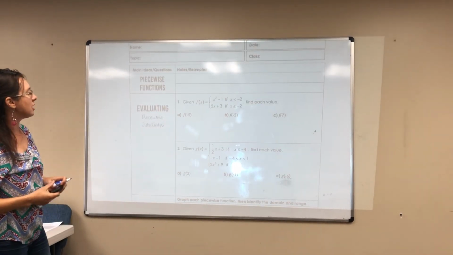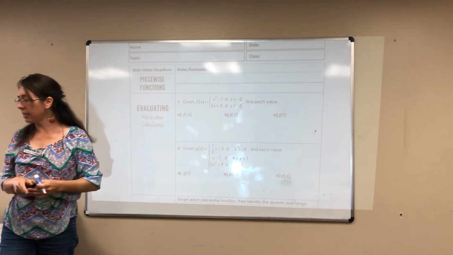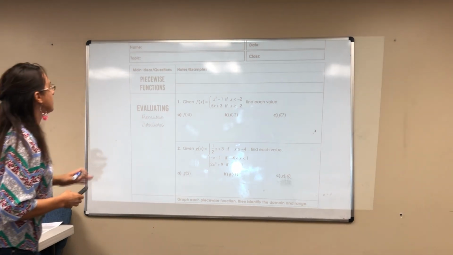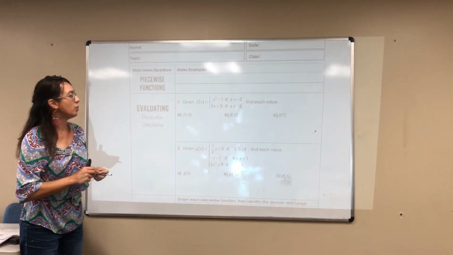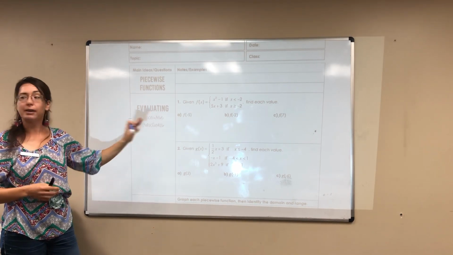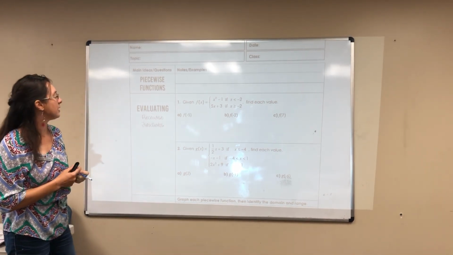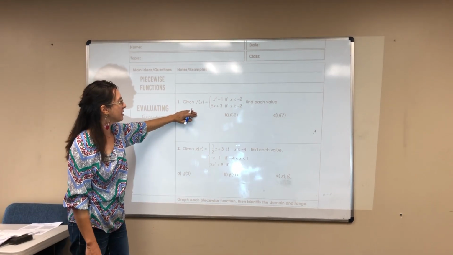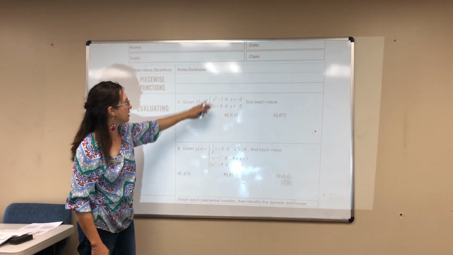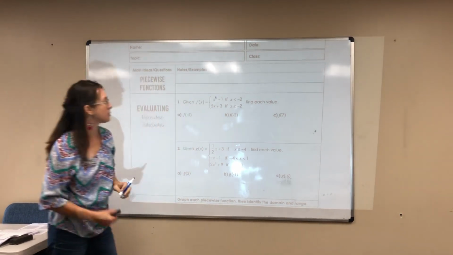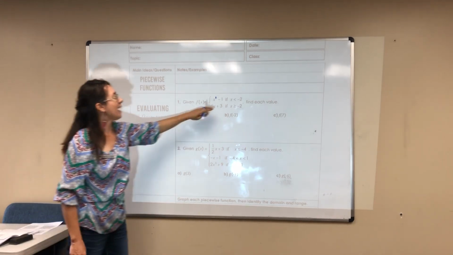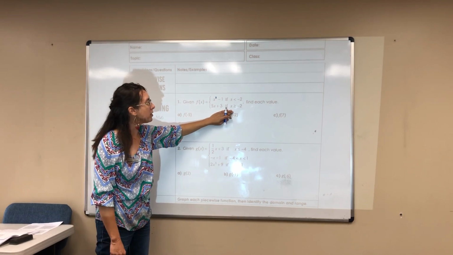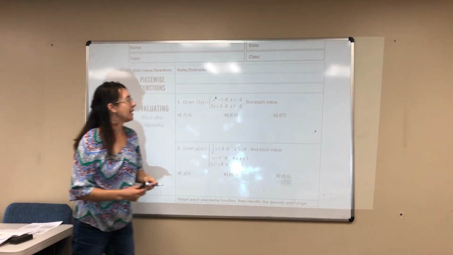Okay, let's look at this one. We're going to look at our piecewise function here in a minute. This is a note that I have for you that you can print out at home as well and fill in, but we're going to look at a couple of examples. So in this case, given f of x equals x minus 1 if x is less than or equal to negative 2, and 5x plus 3 if x is greater than or equal to negative 2, we want to find each value.